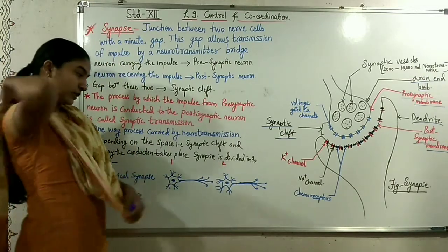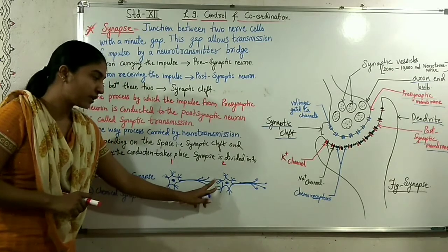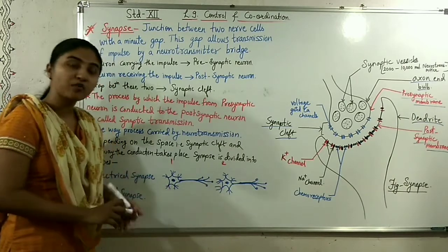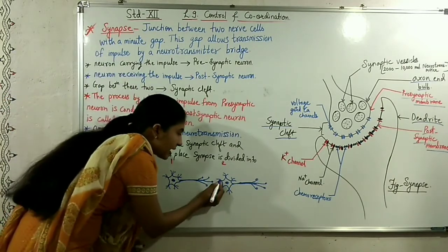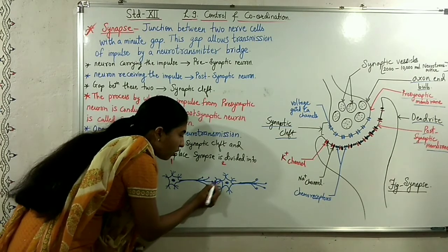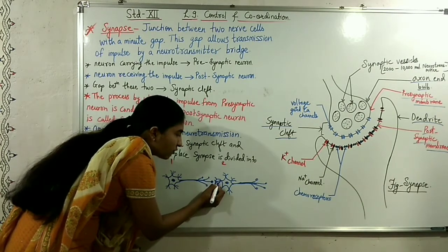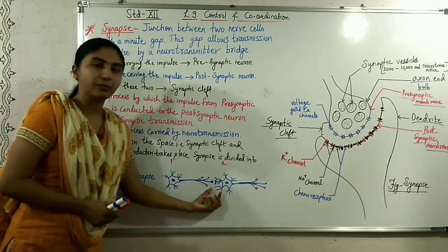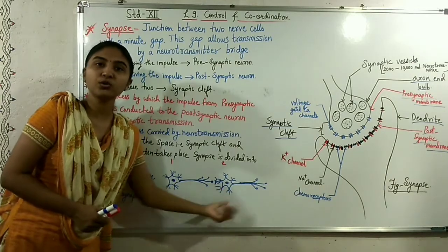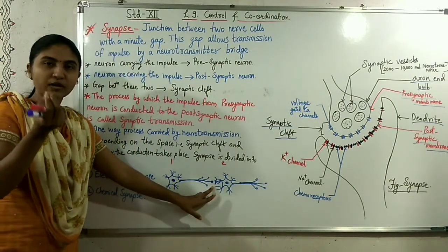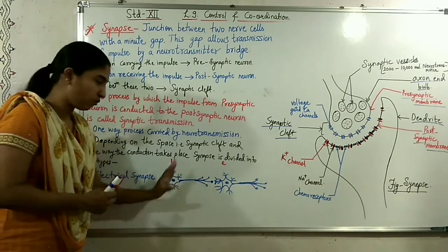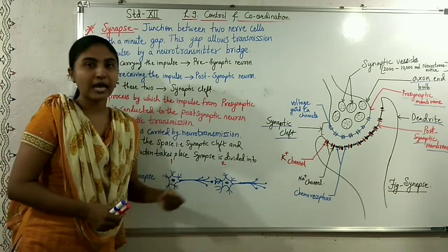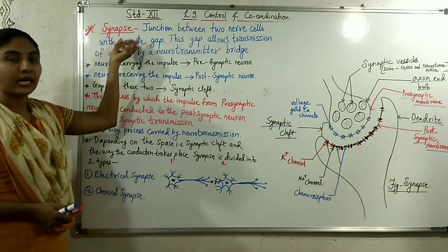Now here, the gap which is there in between the axon end bulb of one neuron and the dendrite of another neuron, this gap is called the synapse. It is the junction between the two nerve cells or two neurons. It is a very small gap in between the axon end bulb of one neuron and the dendrite of another neuron. That small gap or minute gap is called synapse.